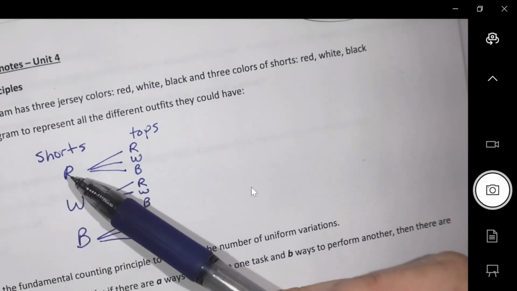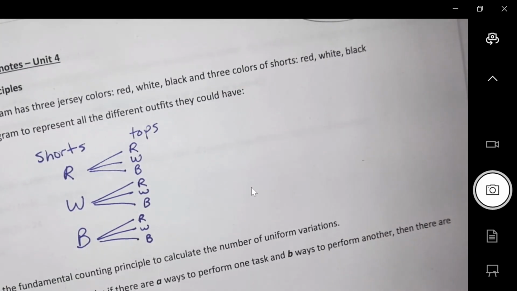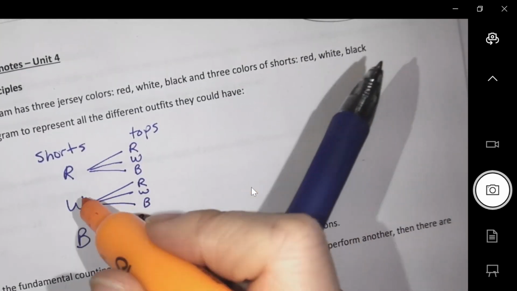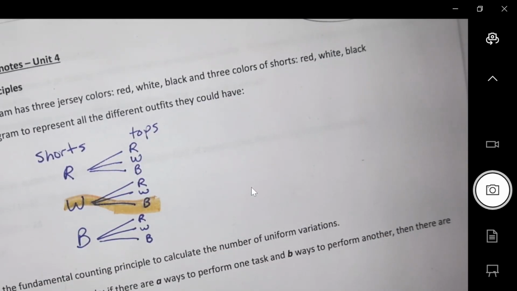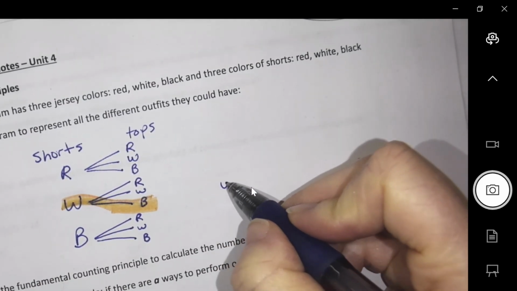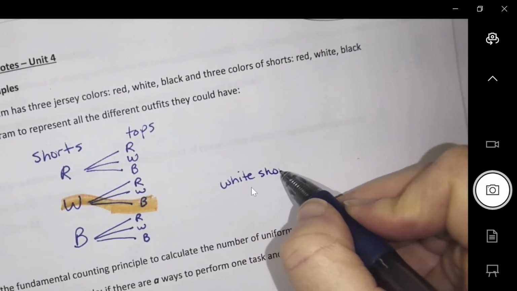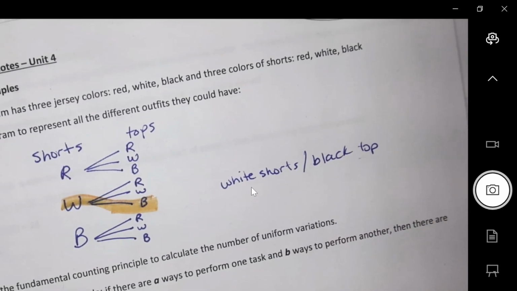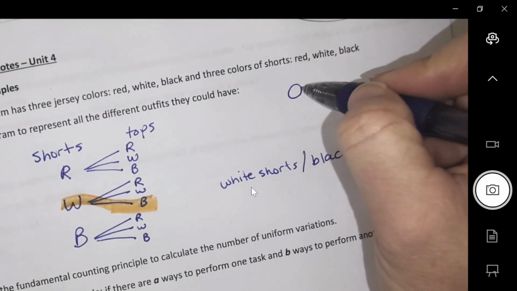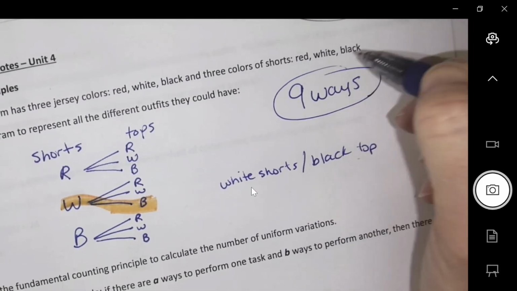So this person is wearing, like if I picked this for example, so if I picked that, they're wearing white shorts and they're wearing a black top. That's just one option, right? So how many options are there total? How many different ways could we put these uniforms on? 9 ways, yeah.